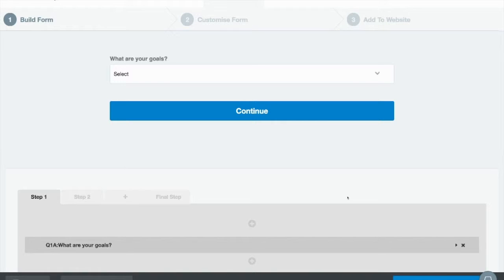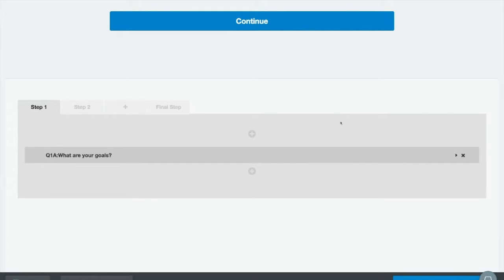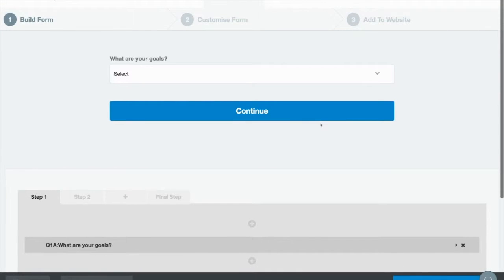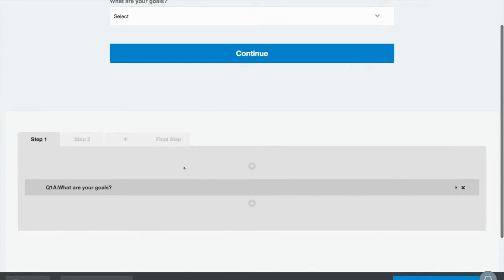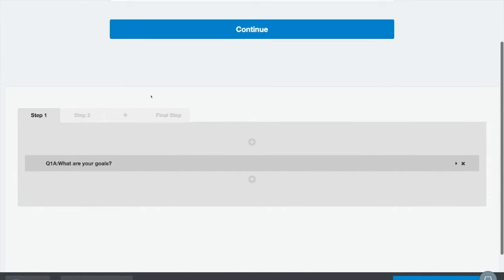So once you're ready to build your first form in Leadformly and you've chosen your template, you'll land on a page that looks something like this. This is our form builder in Leadformly, and this is where you're going to add and edit your questions. So as you can see down here, we have a section with the different steps in your form. This is a 3-step form. We have step 1, step 2, and the final step.